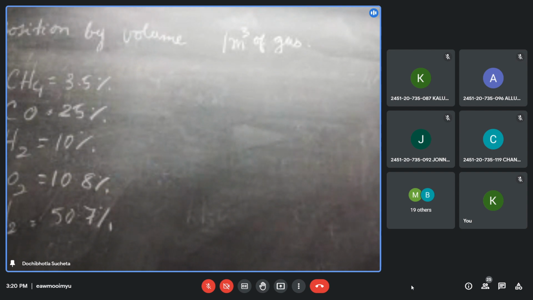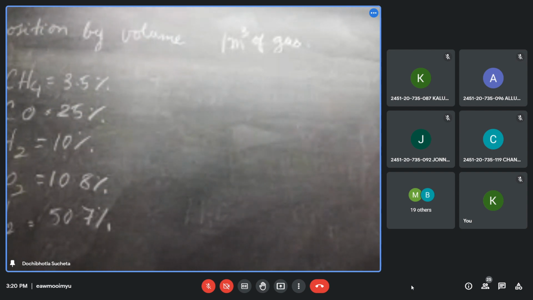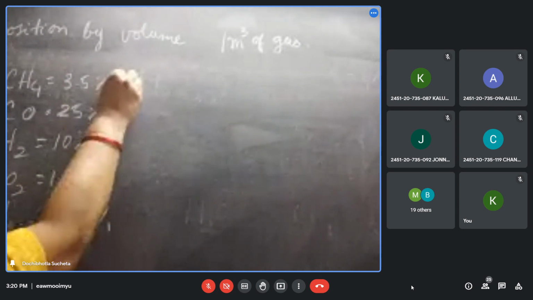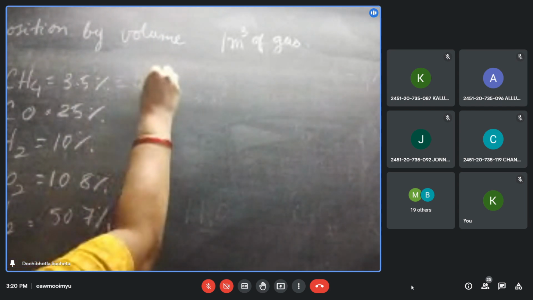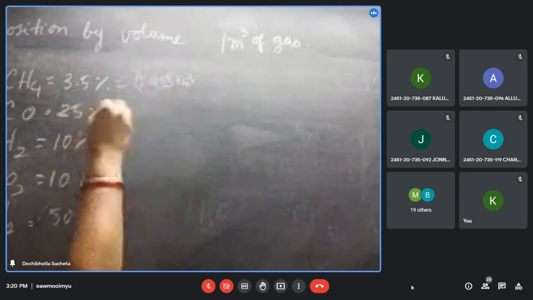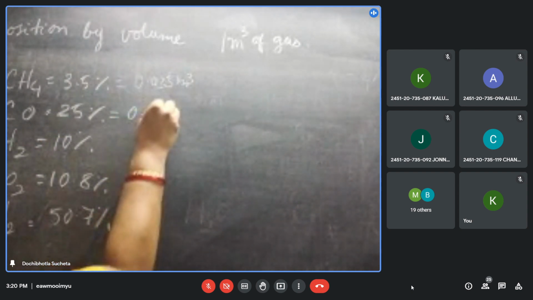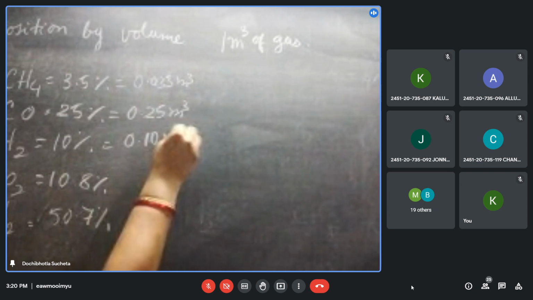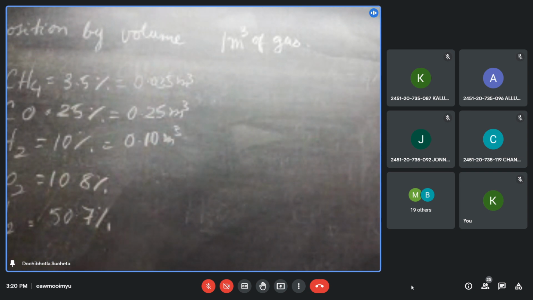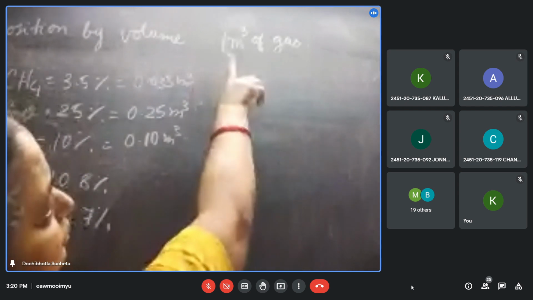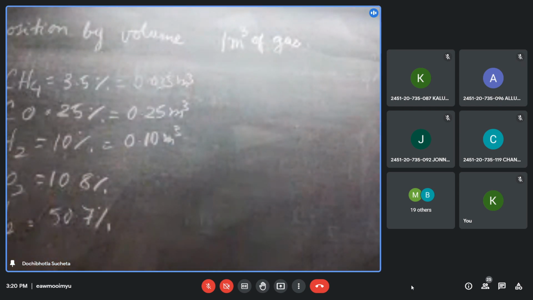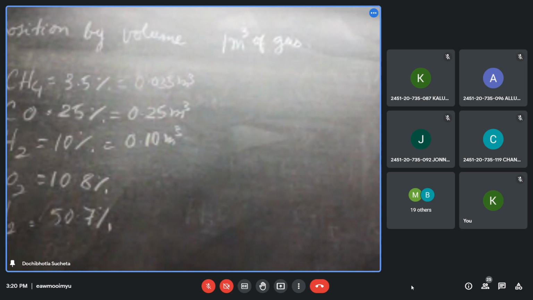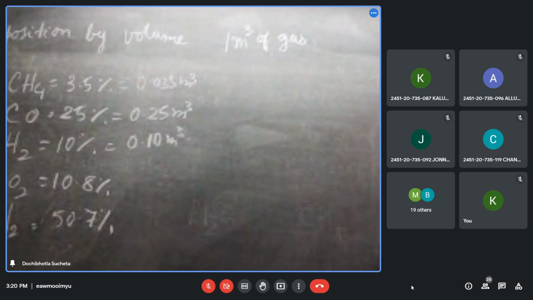What's the answer for methane? This is how many meter cubes? 0.035 meter cube as usual. This is how much meter cube? 0.25 meter cube. This is how much? 0.10 meter cube. I'll not consider carbon dioxide and N2. Now do the calculation as per the stoichiometry. For 1 meter cube of methane, how many meter cubes of oxygen does it require? What's the stoichiometry?